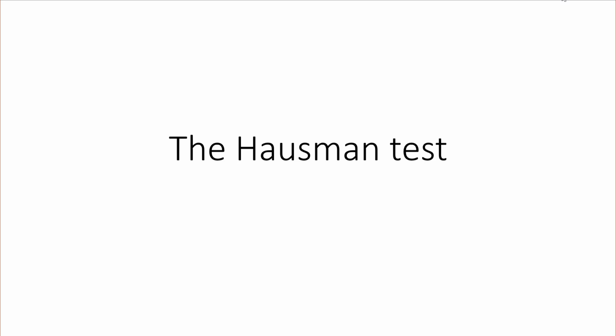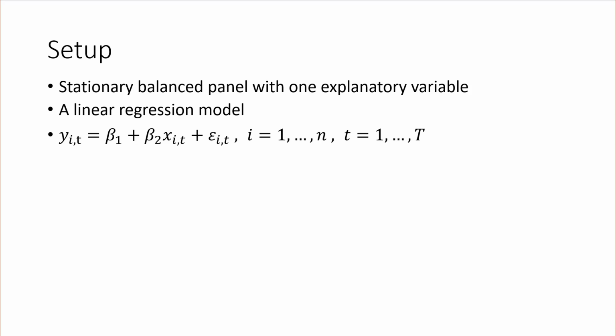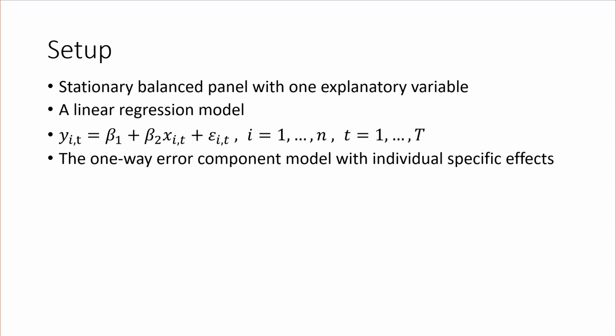So one procedure you can use if you want to investigate whether the specific effects are random or fixed is the Hausman test. The setup for the Hausman test is as follows. I have a stationary balanced panel with an explanatory variable. I have a linear regression model. I've only included one explanatory variable, but you can have more. You have a one-way error component model with individual specific effects. These specific effects could be time specific, and you could also have a two-way error component model.